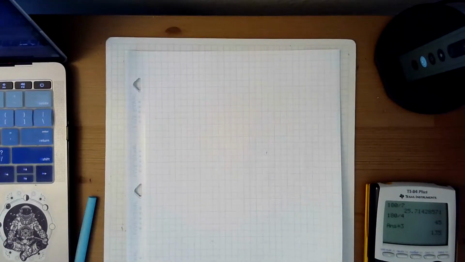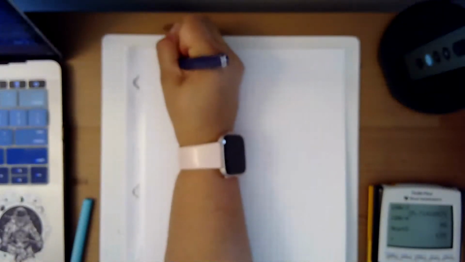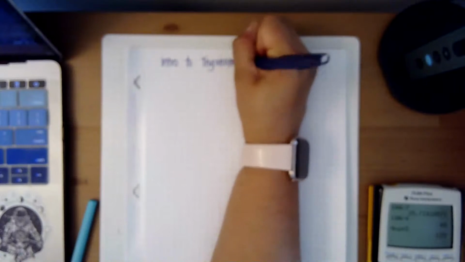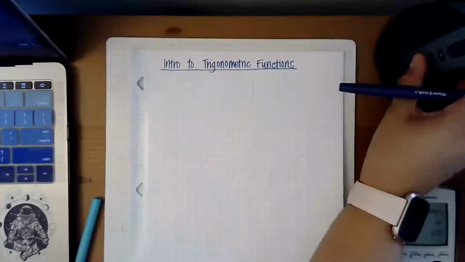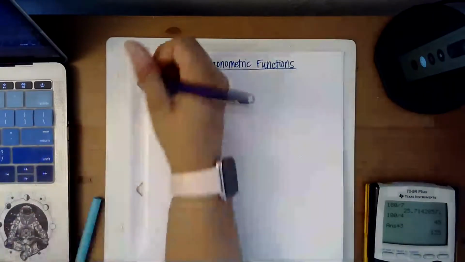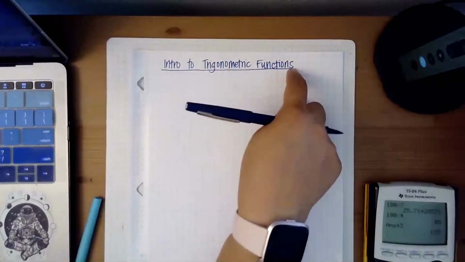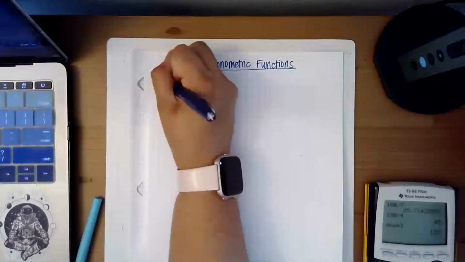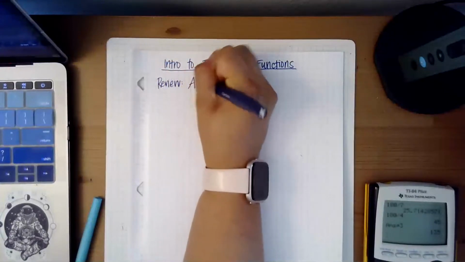All right. So today we're going to be analyzing, or introducing, trigonometric functions. And in order for us to understand trig functions, we must have our angles down. So today we're going to be looking at a review of angles and circles.